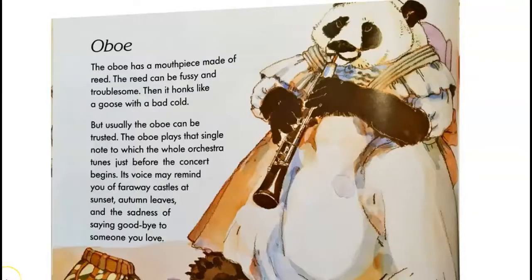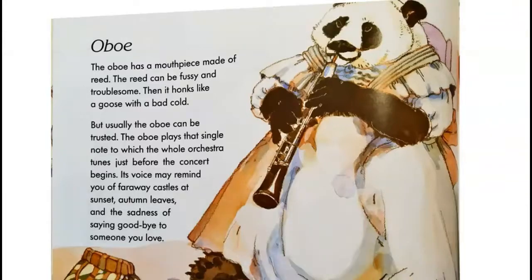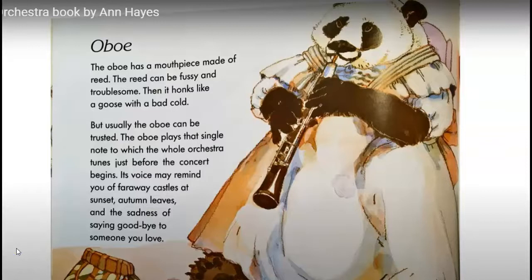The oboe has a mouthpiece made of reed. That means that it is made of wood. So this is a little bit different than our flute or our piccolo, which has a mouthpiece.